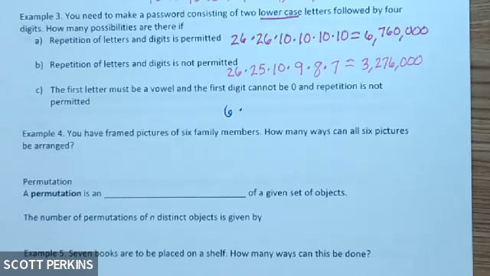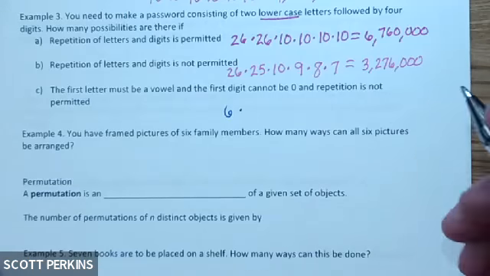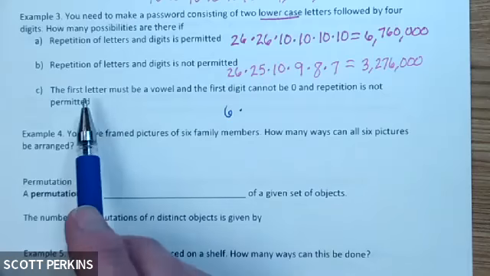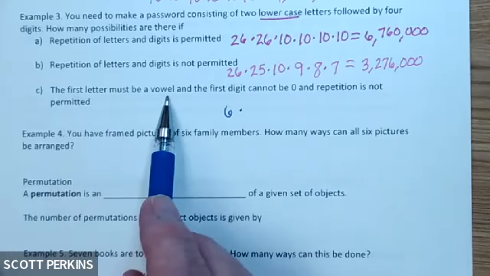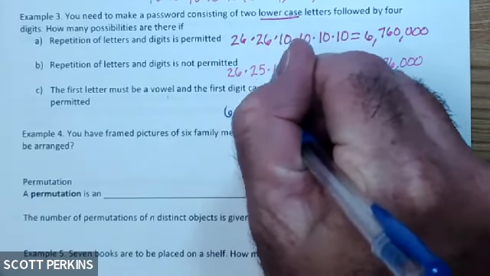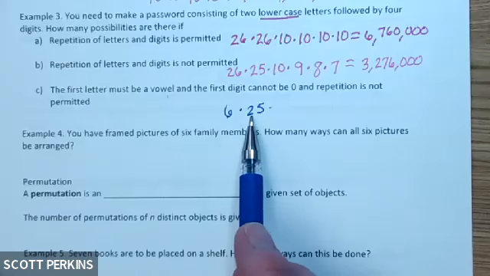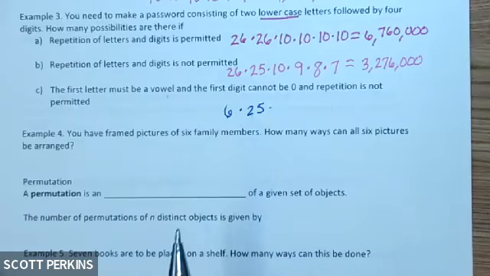Now remember, repetition is not permitted. So how many options do I have for my second letter? Only the first letter has to be a vowel. The other letter could be anything. Okay, so now I have 25 because I still can't repeat. So whatever vowel I picked here comes out of the pool of all the other letters. So I'm down to 25.